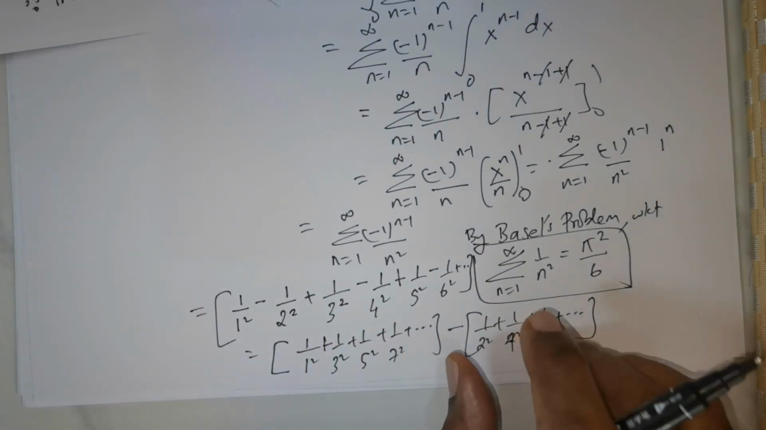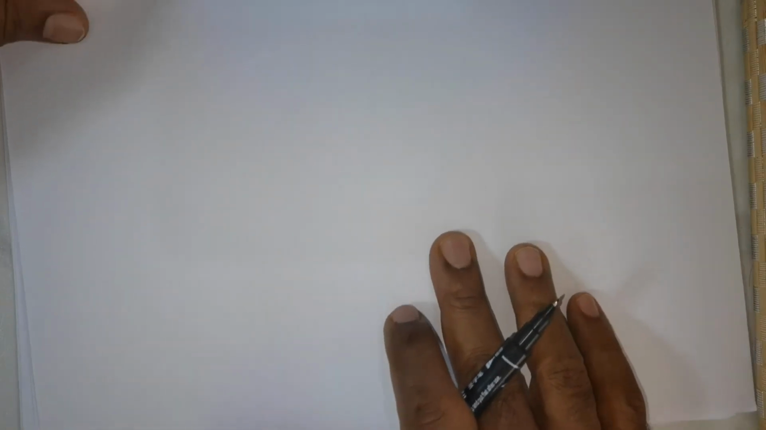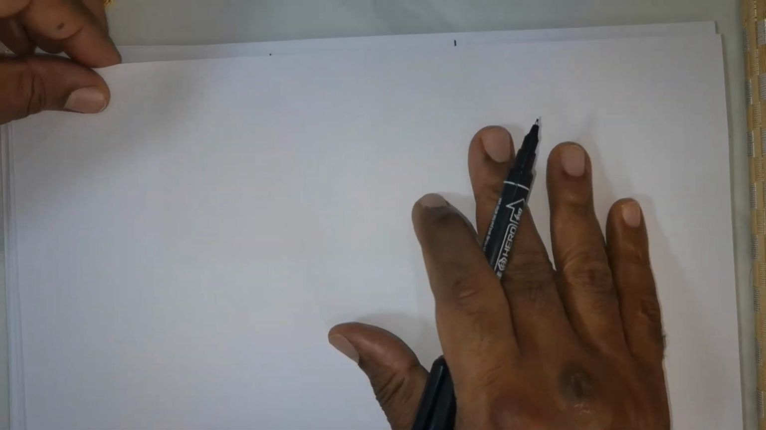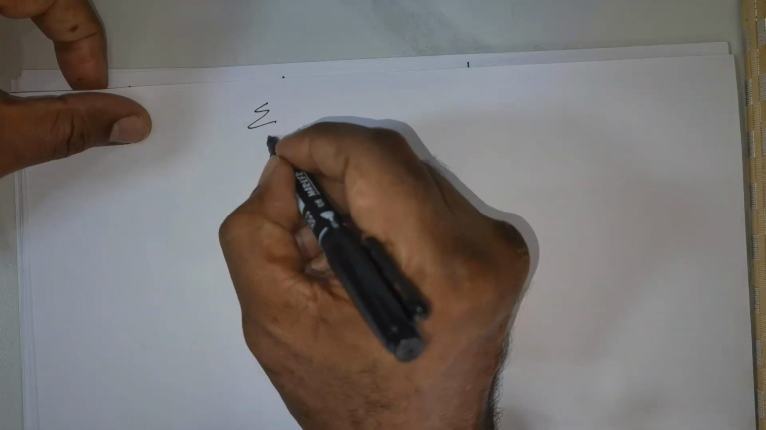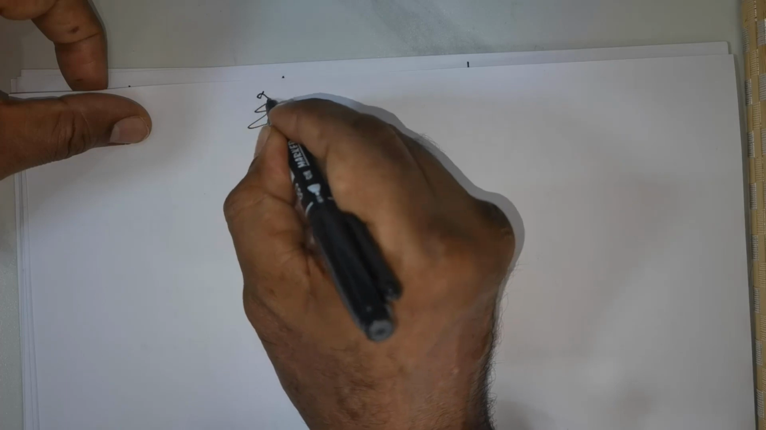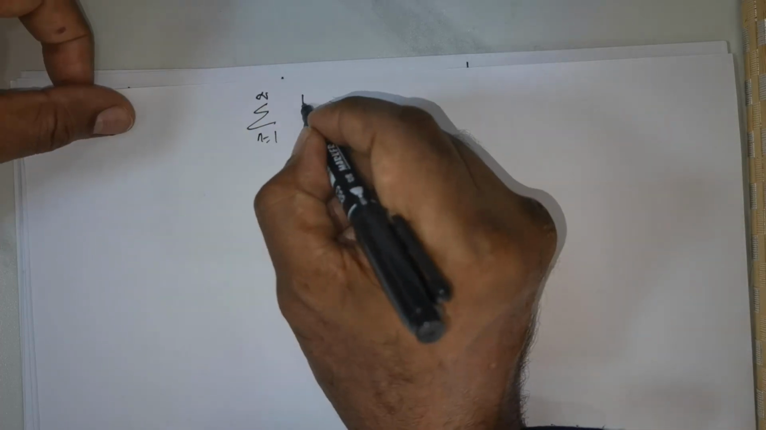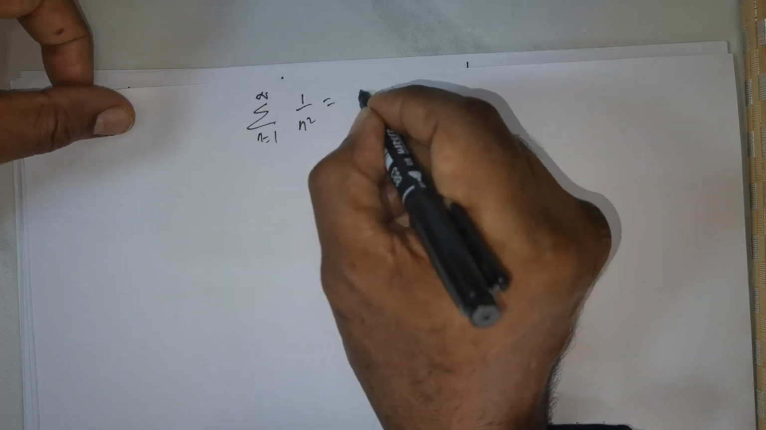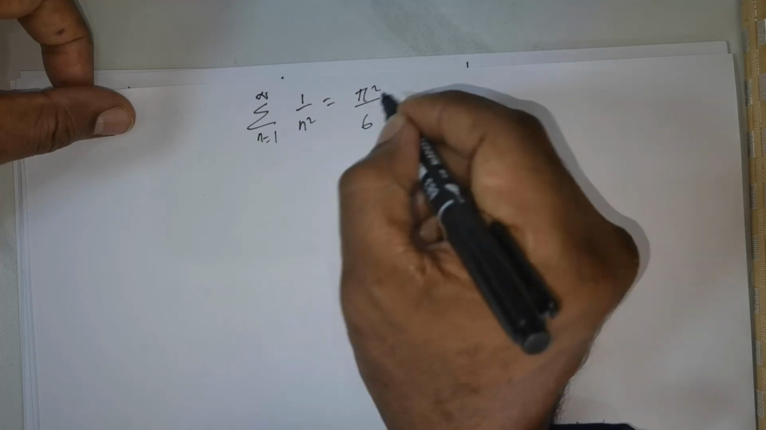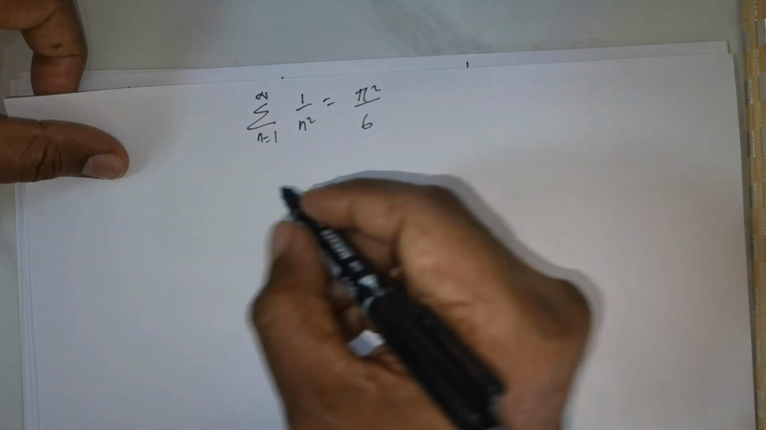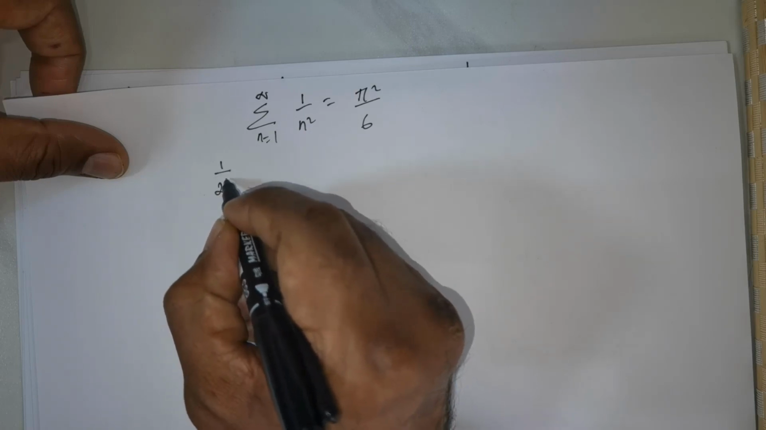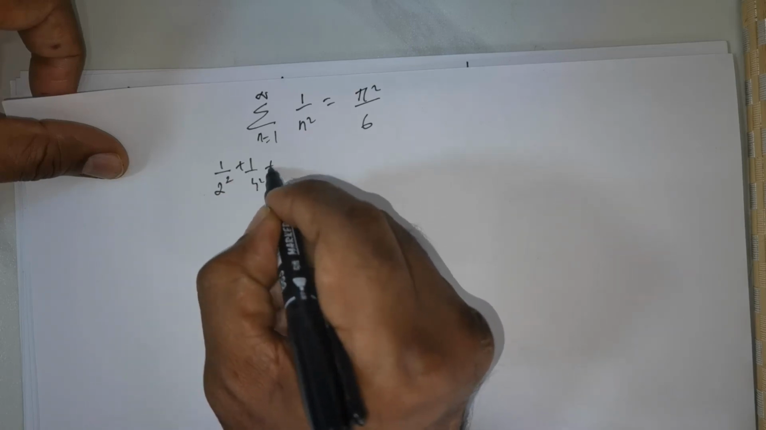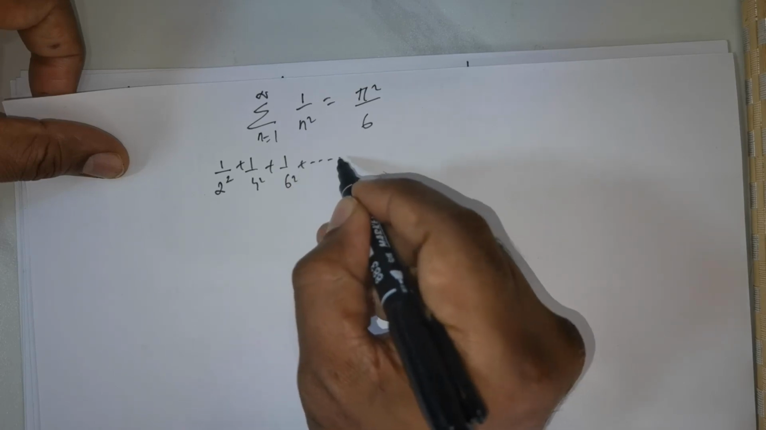So we will come back to this page. I will go to a new page and I will first show you the result of Bessel's function. Now n is equal to 1 to infinity, 1 over n squared is equal to pi squared over 6, right? Now let me calculate the even values: 1 over 2 squared plus 1 over 4 squared plus 1 over 6 squared plus etc.